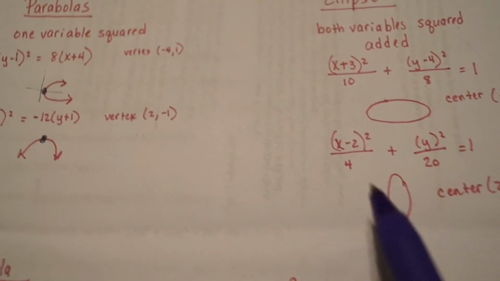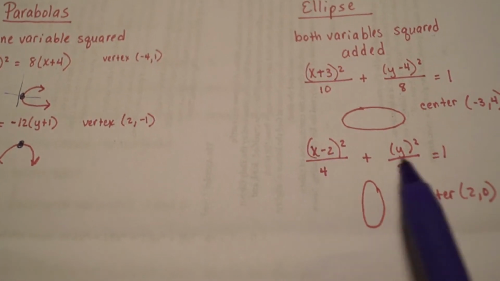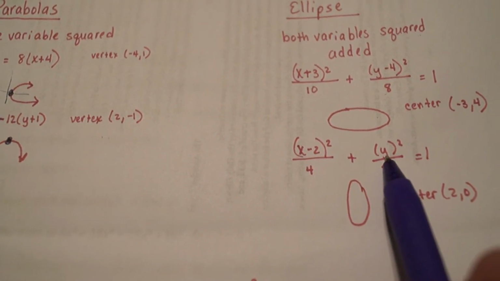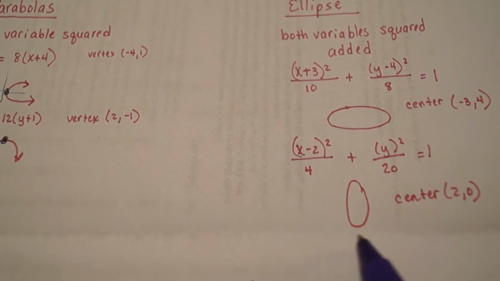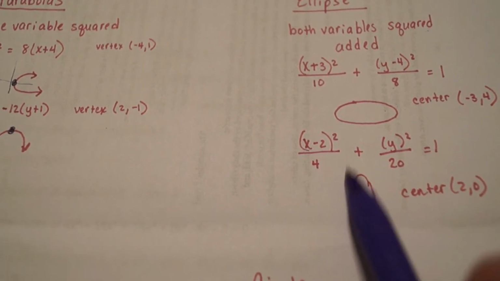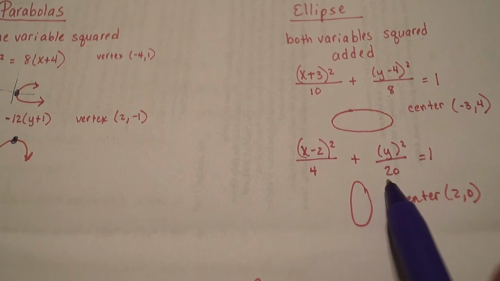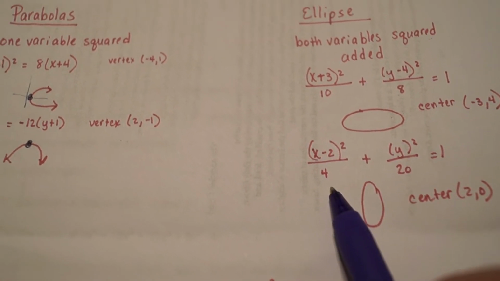I did one that goes the other way. Its center would be 2, 0 because nothing is subtracted. This one opens along the y-axis. The long side is along the y-axis because the number under the y is bigger than the number under the x.